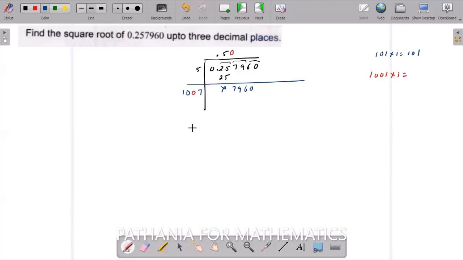And finally, I will take you straight forward. It is 1007 into 7 is 7049. It is 911, because we have to find the answer up to 3 decimal places. So therefore the square root of this is 0.507.